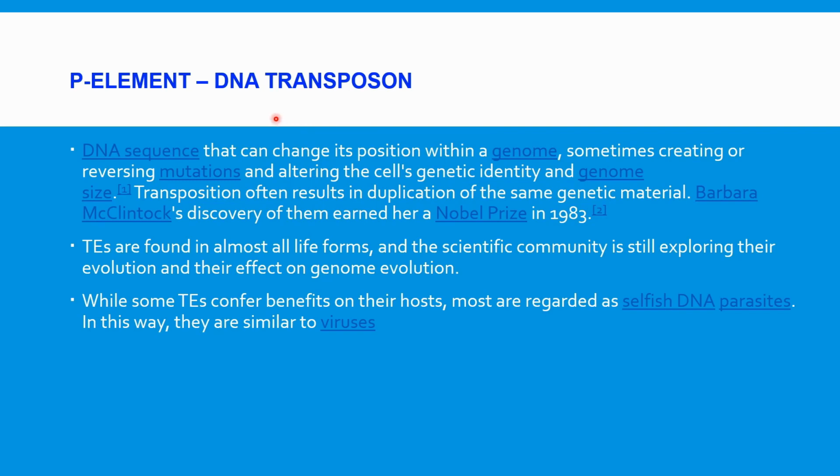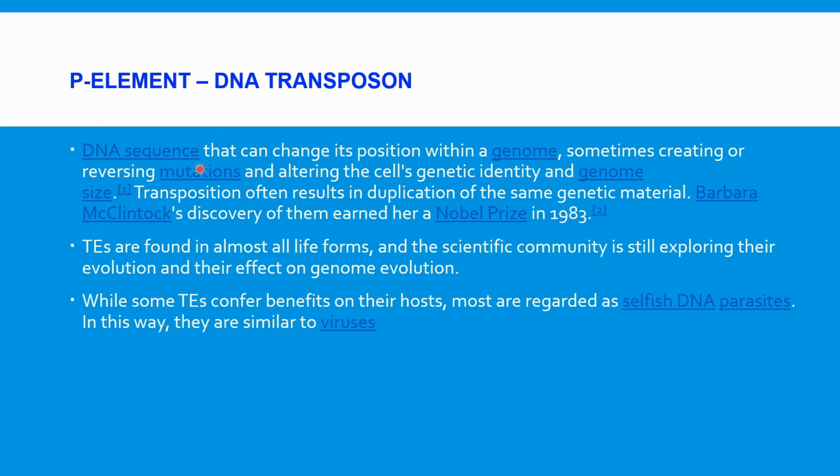And DNA transposons, I've shamelessly lifted this from Wiki, are a DNA sequence that can change its position within a genome, sometimes creating or reversing mutations and altering the cell's genetic identity and genome size. Transposition often occurs in duplication of the same genetic material, and Barbara McClintock earned a Nobel Prize in 1983 for her discovery of them. So what does that mean?